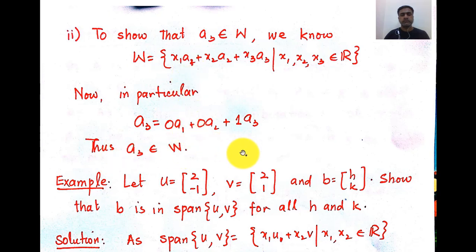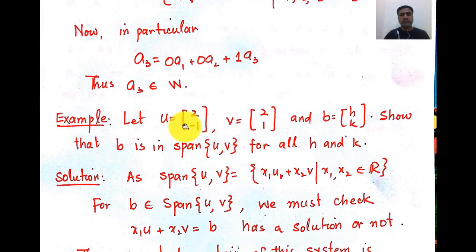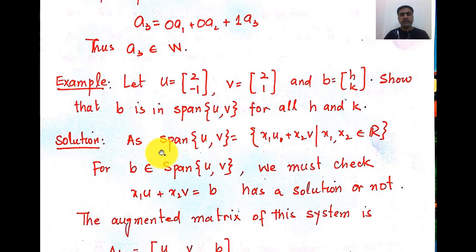The next example is that we have two vectors in the plane, u = (2, -1) and v = (2, 1), and let B be a vector given as (h, k). Now we show that B is in the span of u, v for all values of h and k. So now we know that the span of u, v is equal to x1 u plus x2 v.